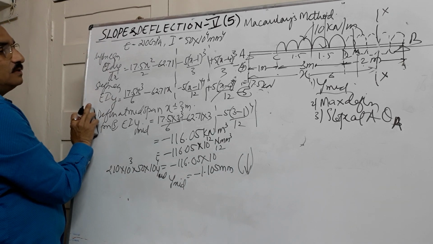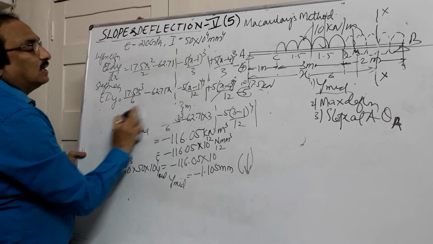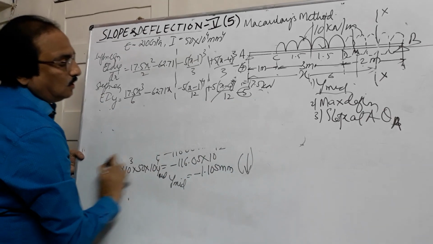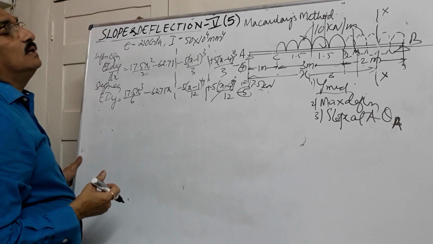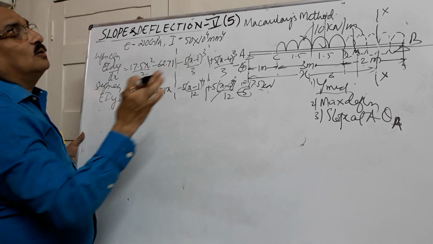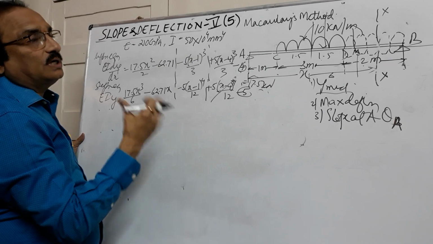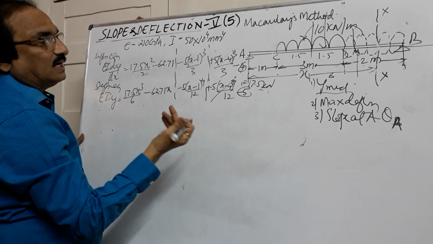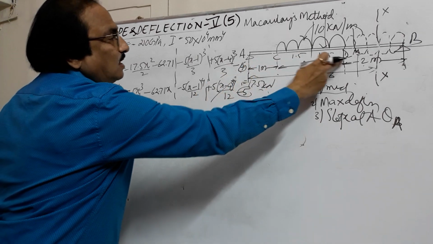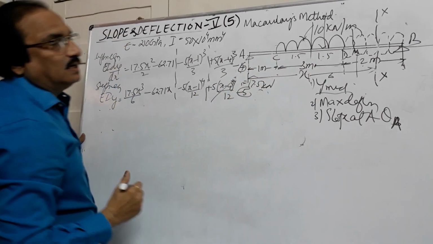So this is the deflection at mid span. Now the next portion that is asked is, what is the maximum deflection? You will have to locate a portion in which the deflection can be maximum. Seeing this figure, let us assume the maximum deflection occurs between C and D.